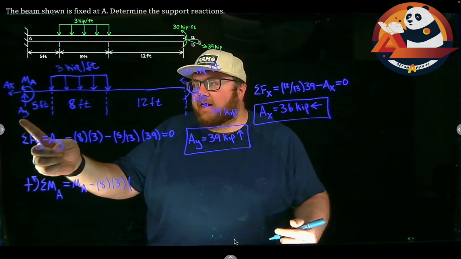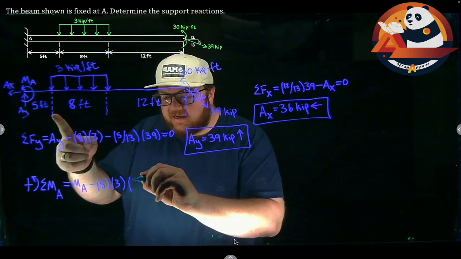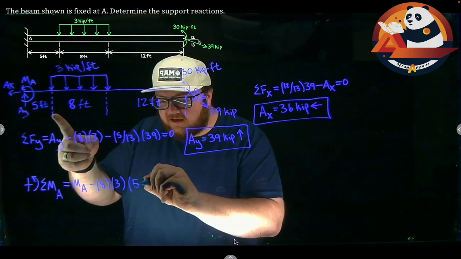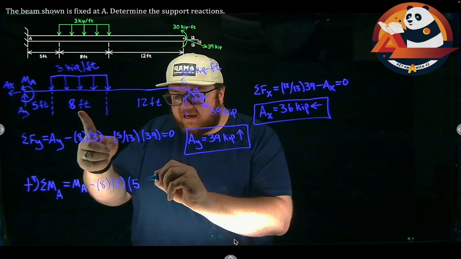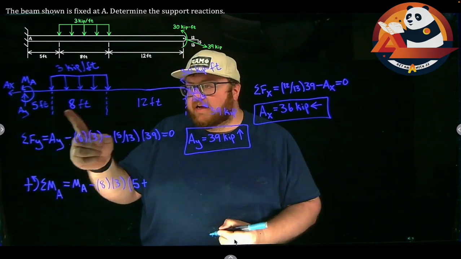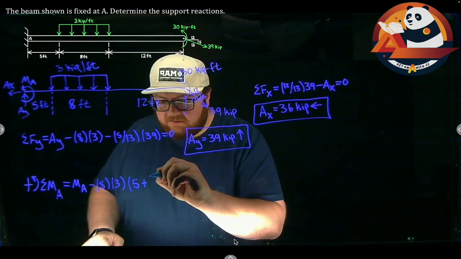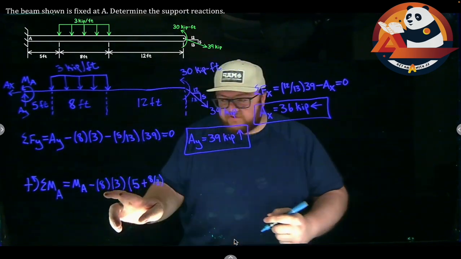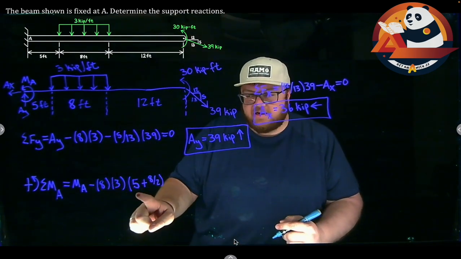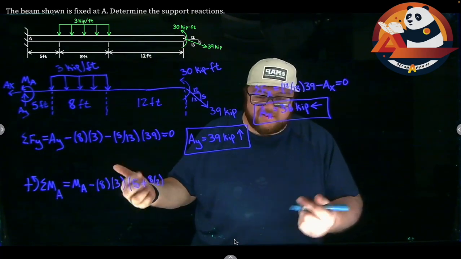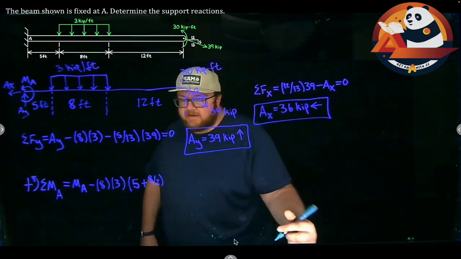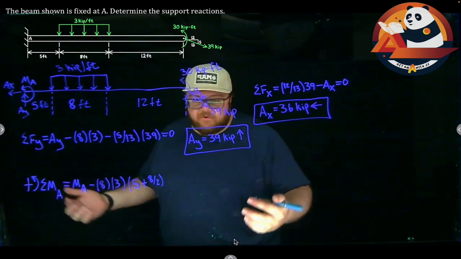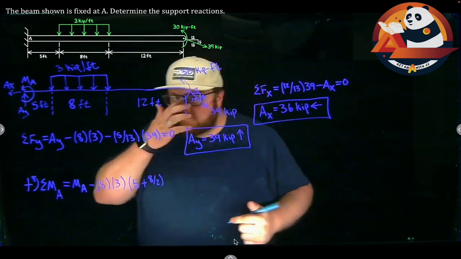From A, we have to go over 5 feet to get to the beginning of that distributed load. So 5, and then I keep going. So plus, and I need to get to the middle, so half of 8, plus 8 over 2. These first two, 8 times 3, that's the force. 5 plus 4, 9, gets me my distance term. Both of those have to be there for moment, force times distance.